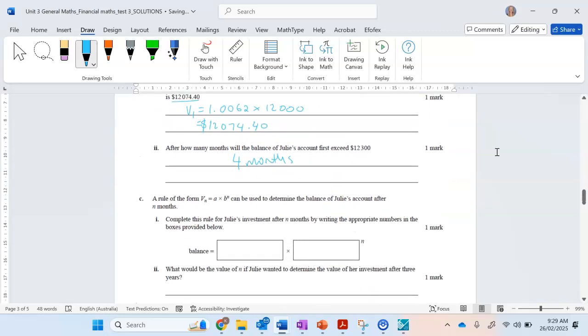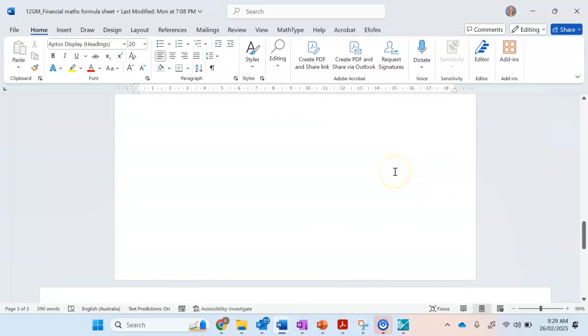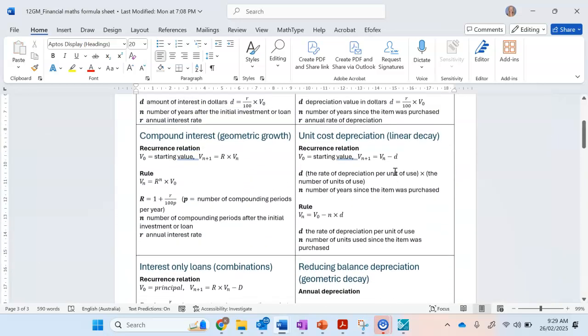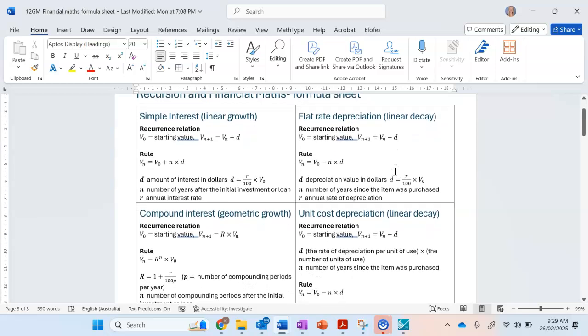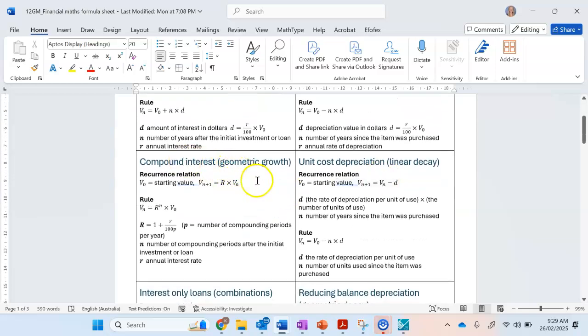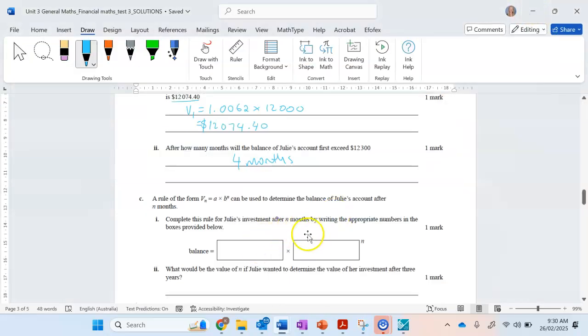A rule in the form Vn equals blank can be used to determine the balance of Julie's account after n months. Complete the rule for Julie's investment after n months by writing the appropriate values in the box. So this is where it's probably a good idea just to refer to your formula sheet. We're doing compound interest, geometric growth. We've got our recurrence relation, and we can see how our rule relates to that recurrence relation. So we've got the same R value, but you'll notice on our exam, it's just the other way around.